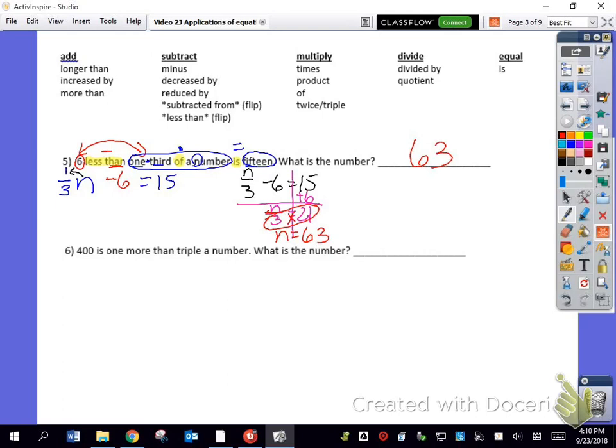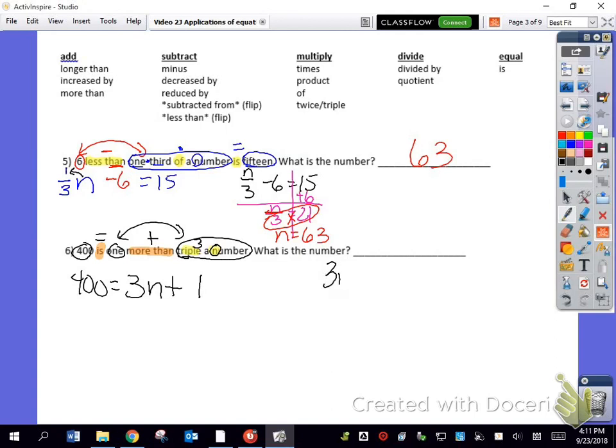Number 6. 400 is 1 more than, and then you've got this word, triple a number. What is the number? So 400 is always the equals. This is 1 more than, and I have to switch. So plus 1. And then triple a number. Triple is a big 3, so 3n.